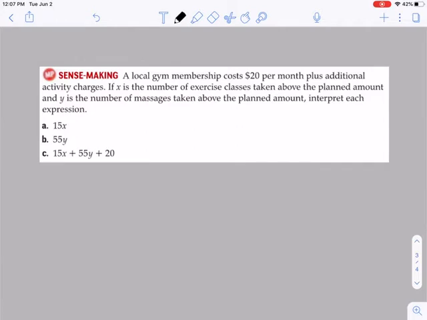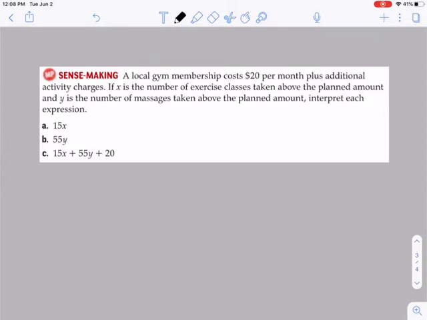Sense making. A local gym membership costs $20 a month. You can tell this book was written a while ago. Plus additional activity charges, and that's actually not far off the truth. A lot of places charge you a lower fee, but then they charge you every time you take a yoga class or kickboxing or whatever else they offer. So in this one, x is the number of exercise classes taken above the planned amount. Maybe you get 5 free ones a month, and any more you have to pay for. And y is the number of massages taken above the planned amount, meaning they probably give you 1 massage a month.